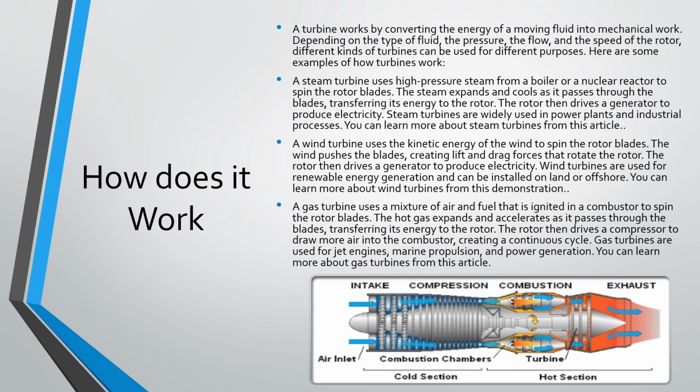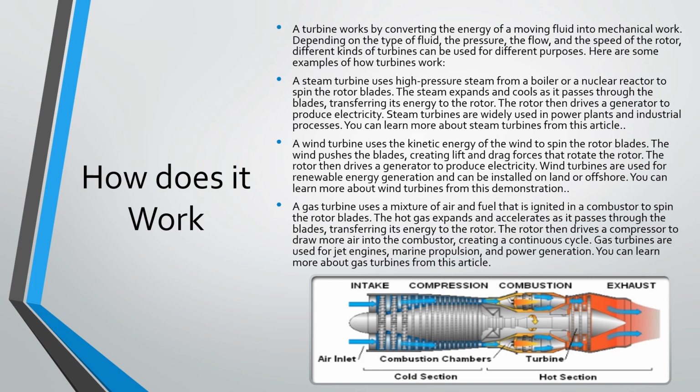A wind turbine uses the kinetic energy of the wind to spin the rotor blades. The wind pushes the blades, creating lift and drag forces that rotate the rotor. The rotor then drives a generator to produce electricity. Wind turbines are used for renewable energy generation and can be installed on land or offshore. You can learn more about wind turbines from this demonstration.